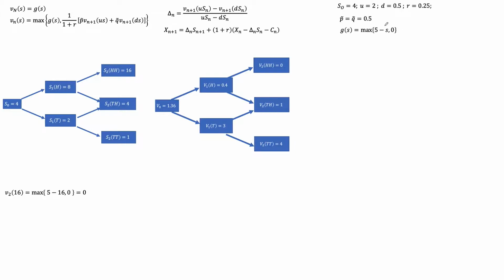Basically we can see where this 0 is coming from fairly easily. If you get to two heads, HH, the value of the stock is 16, right? So 5 minus 16 is negative. Of course you're not going to exercise the option at this node, so the value of the option at this node is 0. The payoff is 0. And at this node, again, the stock price is 4. The strike price is 5. It's a put, so 5 minus 4 is 1. That's where this 1 is coming from.